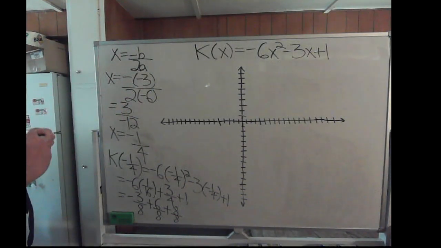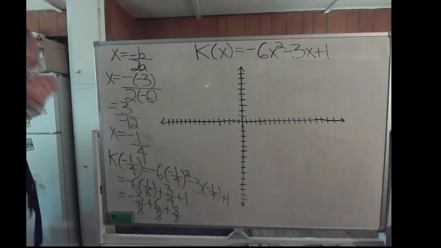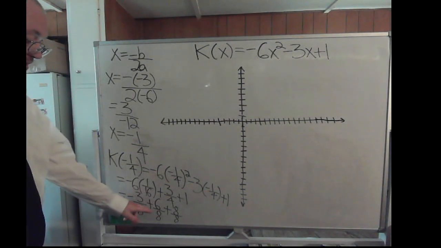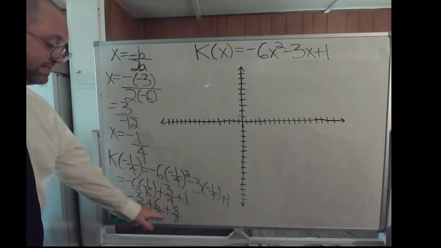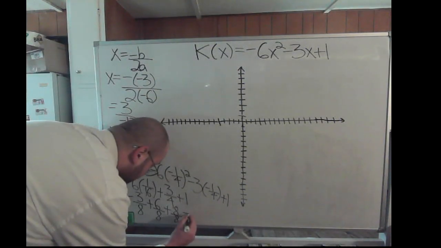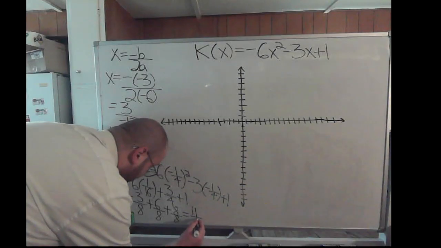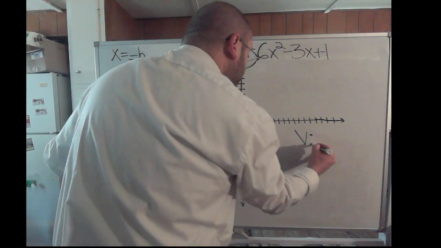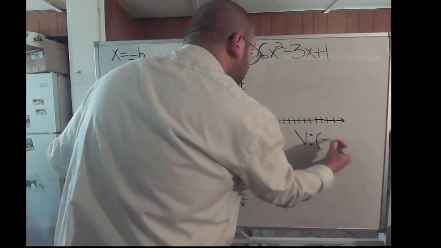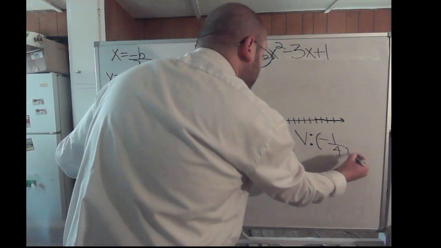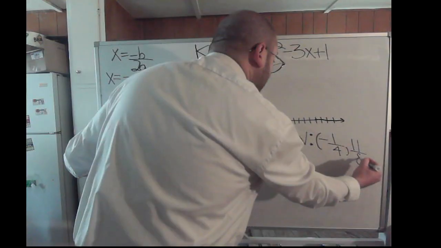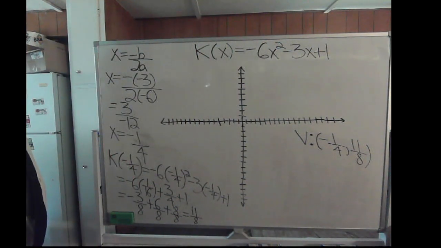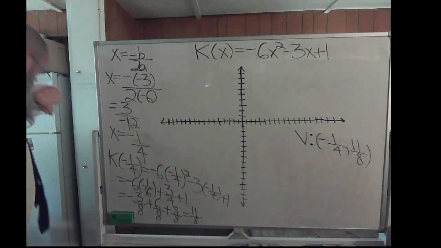So you have negative 3/8 plus 6/8, that's 3/8, plus 8/8, that would give you 11/8. So the coordinate of the vertex is going to be negative 1/4, 11/8. That is the coordinate of the vertex.